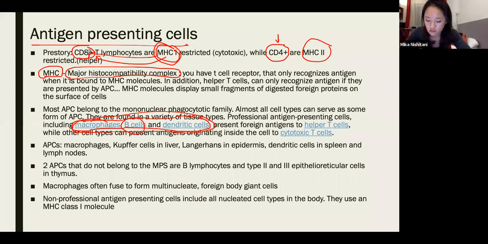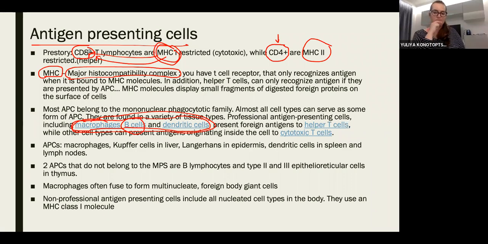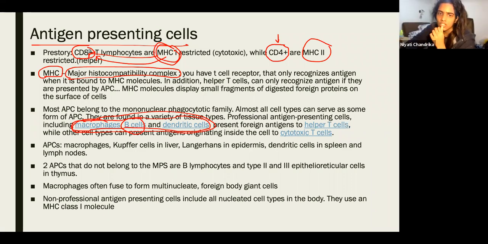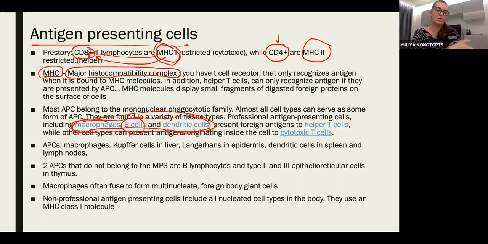Megakaryocyte. Perfect. Megakaryocyte, is it nucleated or not? Yes. So why do platelets have MHC1? Because they're simply a fragment of a bigger nucleated cell. So this is why platelets do have MHC1.